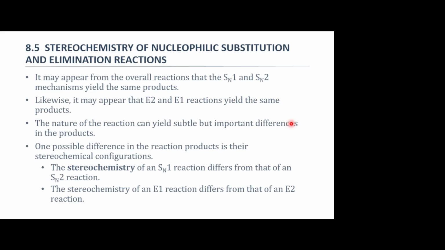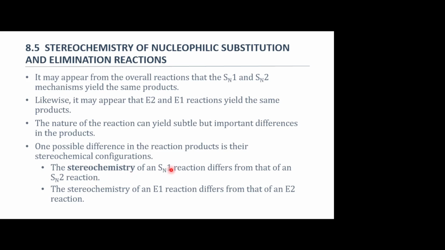The nature of the reaction can yield subtle but important differences in your products. For example, stereochemistry oftentimes is going to be a major consideration. One of the biggest differences is that an SN1 reaction typically has a different stereochemistry from an SN2 reaction. Because an SN2 reaction happens in one step, the mechanism actually determines the stereochemistry. You'll get a very set stereochemistry every time. There will be no variance in stereochemistry with an SN2 reaction.